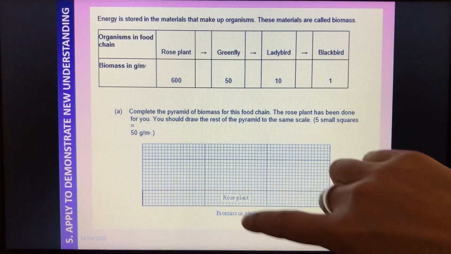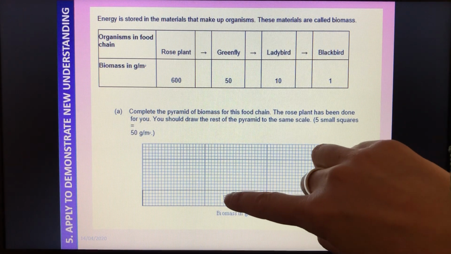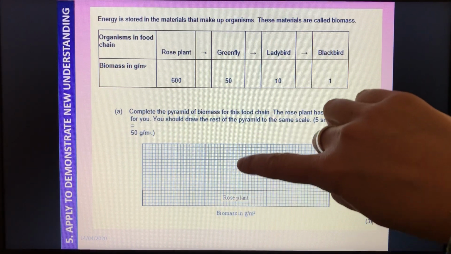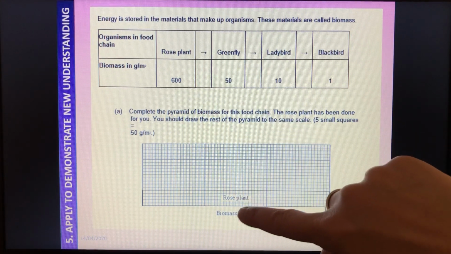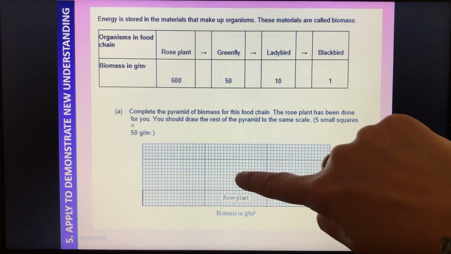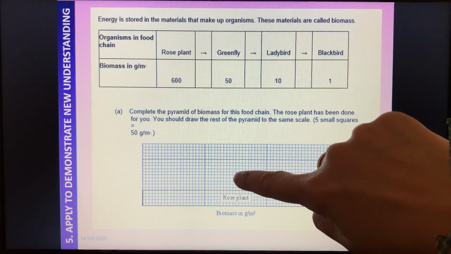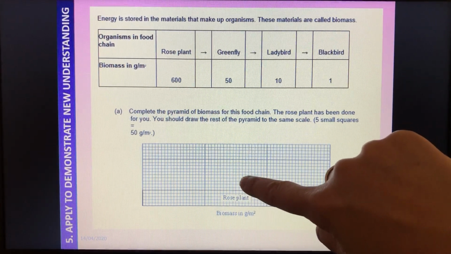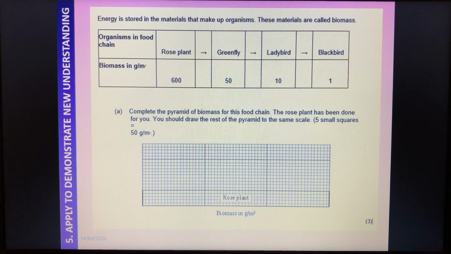So we're going to need to do, not over on the side, but in the middle, we're going to need to go from that middle line and the same height, so 5 squares tall. We're going to need to go 2.5 squares over this way and 2.5 squares over this way and label it green fly.